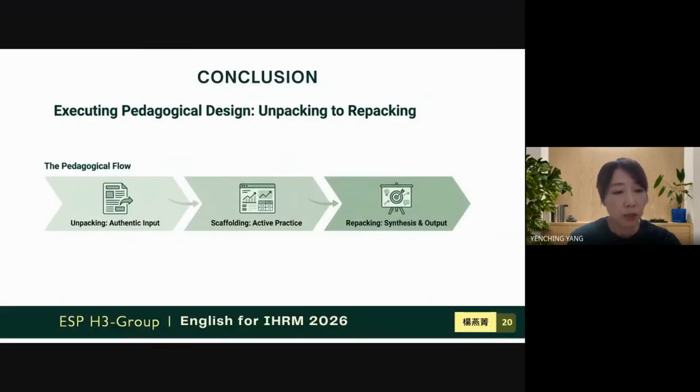To conclude, our pedagogical flow leads students on a clear path from unpacking to repacking. First, they unpack authentic materials to see how professionals write. Then they use our scaffolding to practice those patterns. Finally, in the repacking stage, they synthesize everything to create their own professional output. By the end of this process, our students move beyond basic English and gain the practical skills to deliver clear and professional reports.